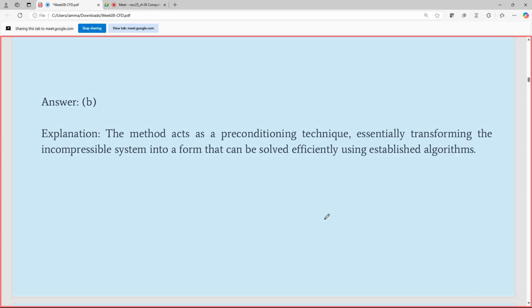Simply saying, artificial compressibility method is a preconditioning technique which essentially transforms the incompressible system of equations into a form that can be efficiently handled by established algorithms for compressible fluid flows.